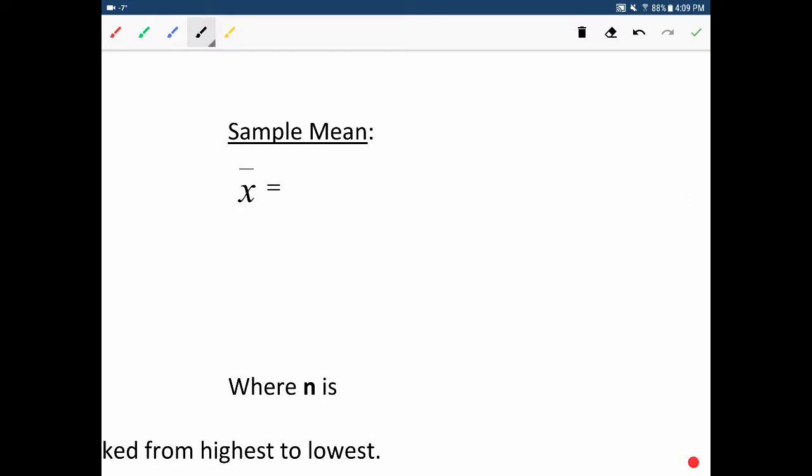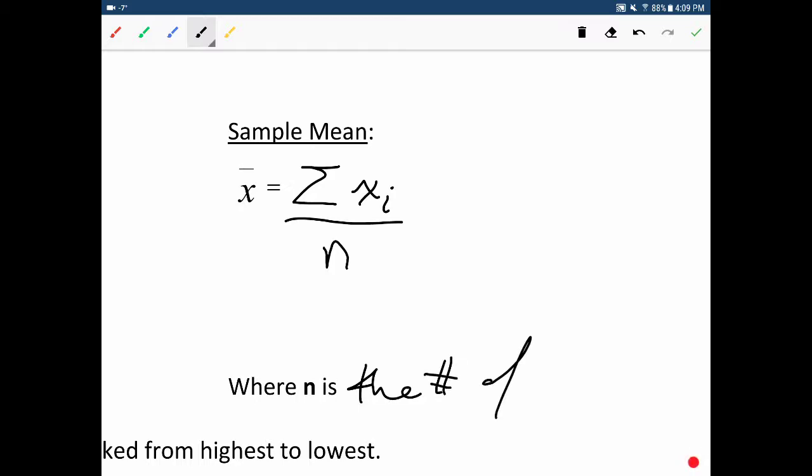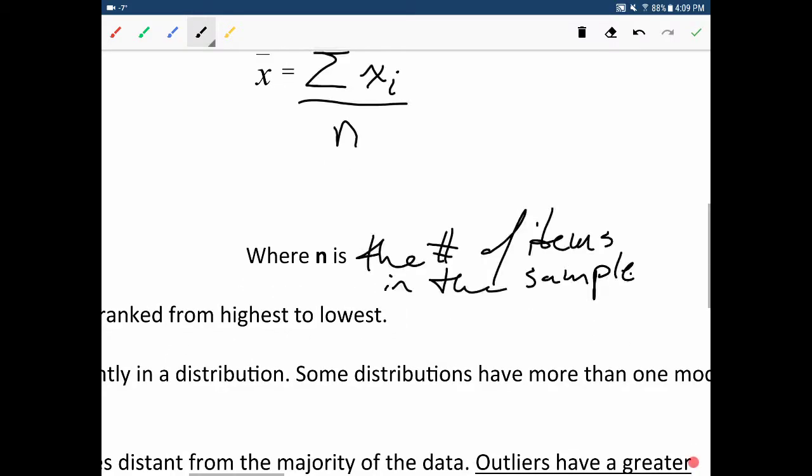Next we have X bar, the sample mean. Again, it's exactly the same thing: you add up all of your data. It's just that you're only looking at the number of pieces of data in this sample, so you use a lowercase n, which is the number of items in the sample.